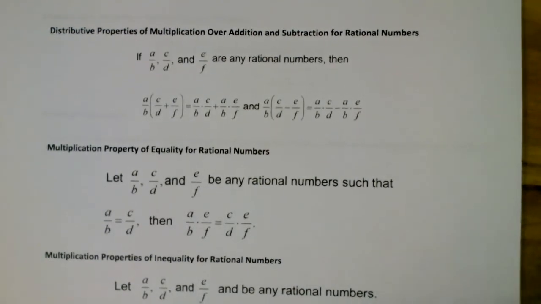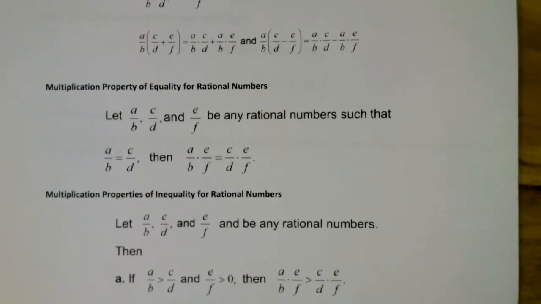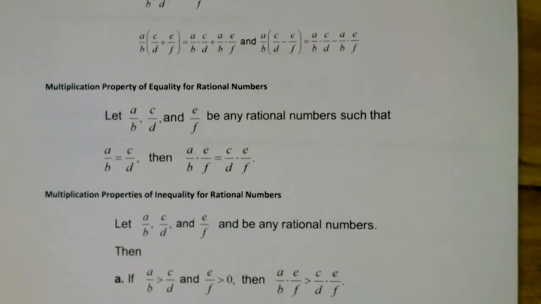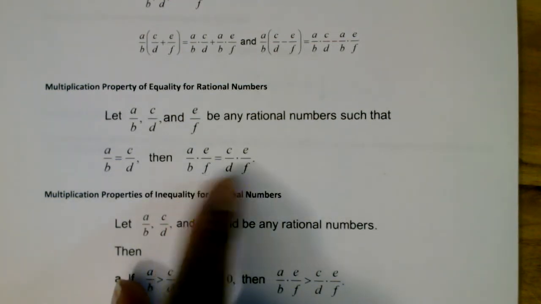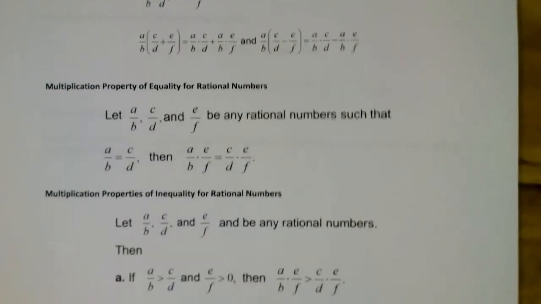Okay. All right, next we'll look at the multiplication property of equality for rational numbers. All right, so if I let A over B, C over D, and E over F be any rational number such that A over B is equal to C over D, then that means I can multiply E over F on both sides and get a true equality.